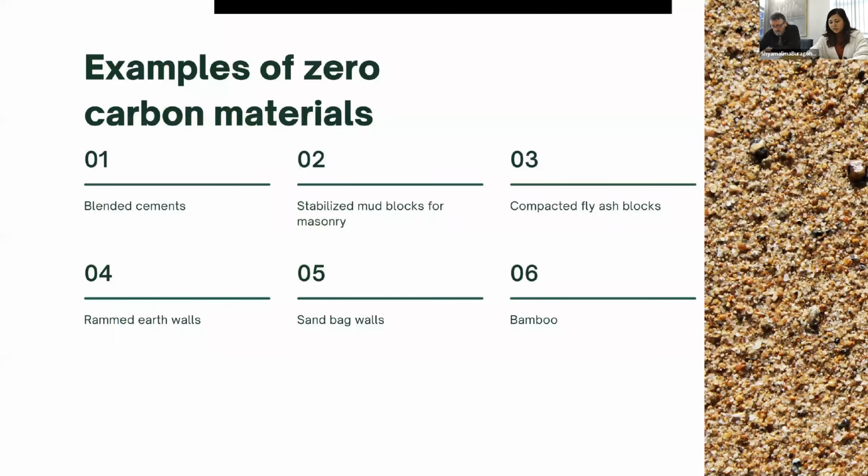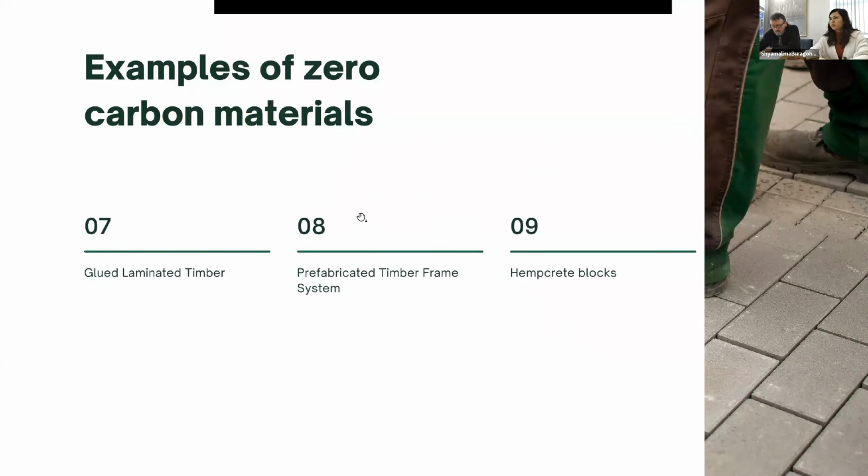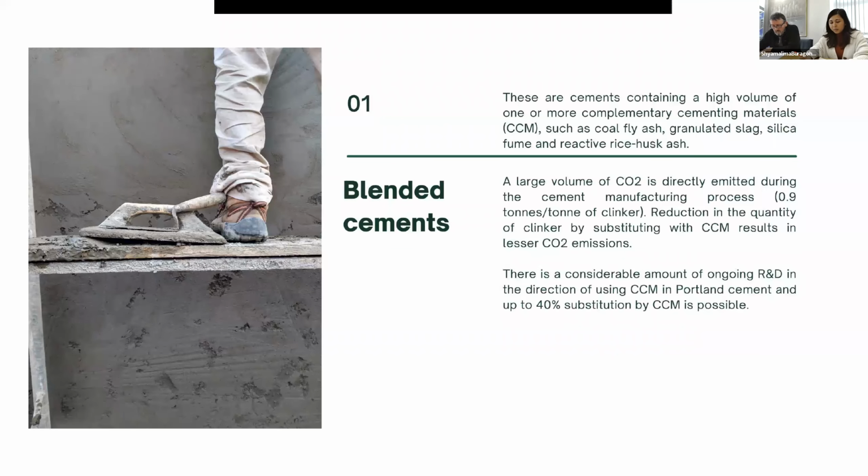So we are going to discuss 9 different types of zero carbon building materials. The first is blended cement. Blended cement is a type of cement that is created by combining Portland cement with other materials such as fly ash, slag, or limestone. The addition of these materials can have several benefits, including improving the strength and durability of the cement, reducing its carbon footprint, and decreasing the amount of waste produced during production.